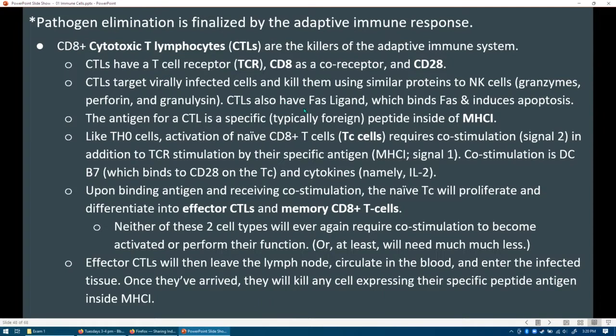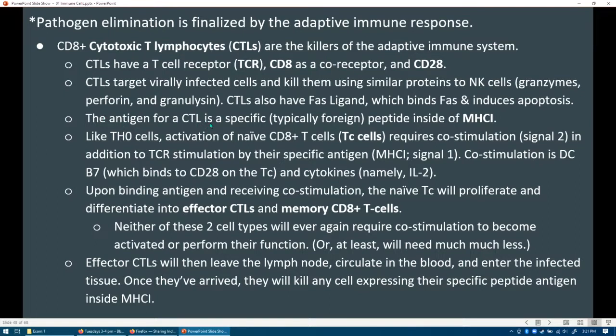CTLs also express a relatively important protein called Fas ligand, which binds to a receptor called Fas to induce apoptosis. I'm not 100% sure on the significance of this, actually. I know it can help with the killing response, but it also has like questionable activity in like regulation of the immune response. So you can kind of forget about Fas. It's really not important for this class.